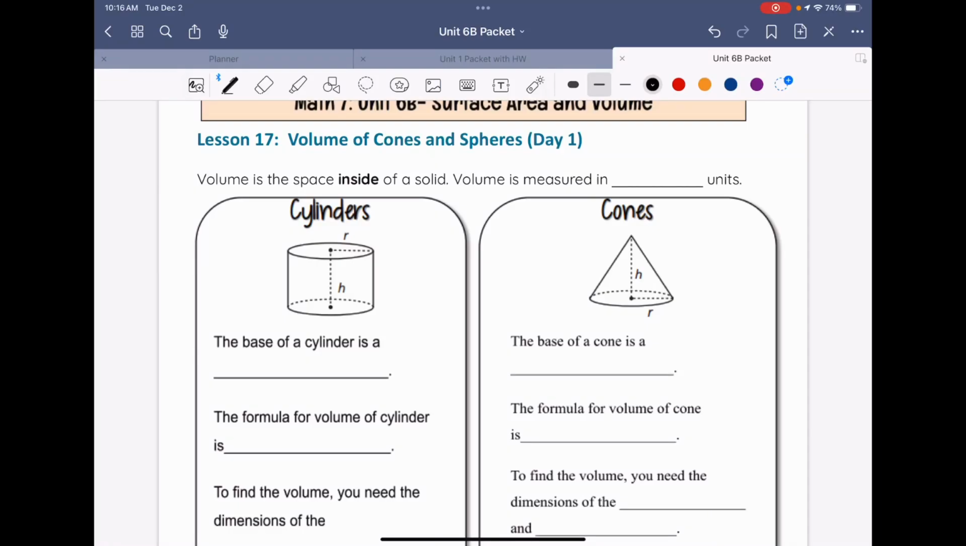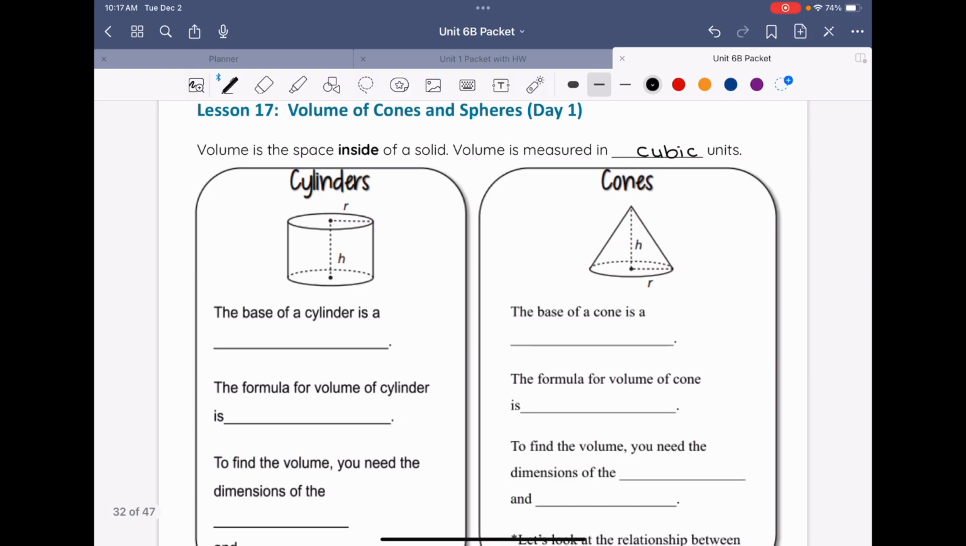All right, we're on lesson 17, which is on the volume of cones and spheres. So the first thing I want to talk about is just a reminder that volume has to do with the space that is inside of a solid. So filling up a fish tank with water. How much water? That's volume, right? So when we measure volume, it's going to be measured in cubic inches, which we've already kind of been talking about when we did that with our prisms and our pyramids. But now we're going to be looking at cylinders, cones, and spheres.